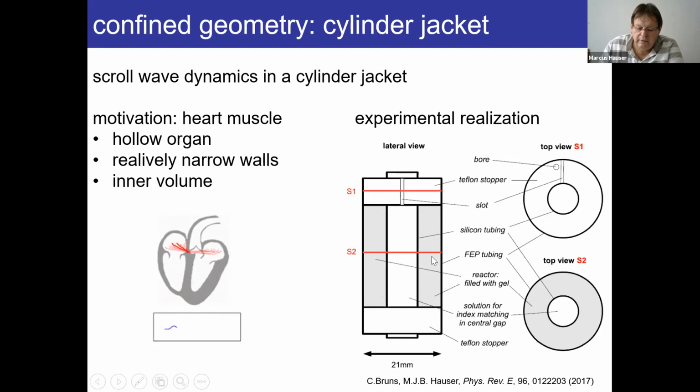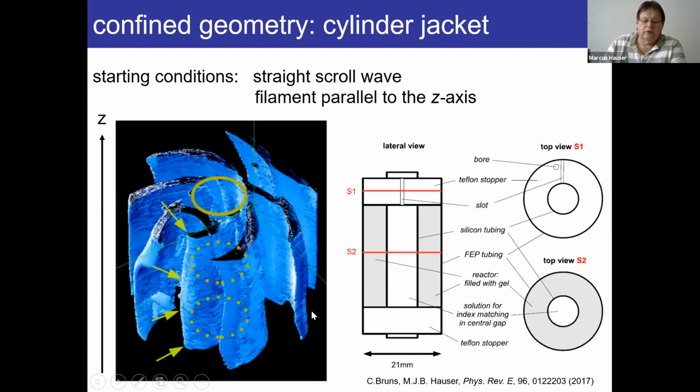Here we have gel. It's a cylinder jacket, and there's an internal cylinder which just contains, so to speak, some other gel where there's no reaction going on. And so this would be, at this intersection, just a ring of gel. This gray area is where the reaction goes on, and we can start the whole experiment. We always have starting conditions where we have a straight scroll wave, which is started parallel to the z-axis. So it means we started here, let's say, on one side.